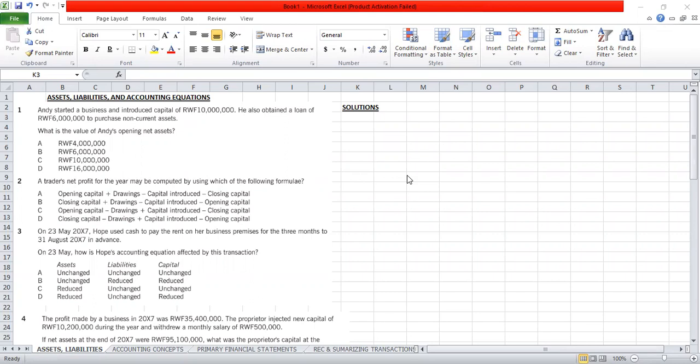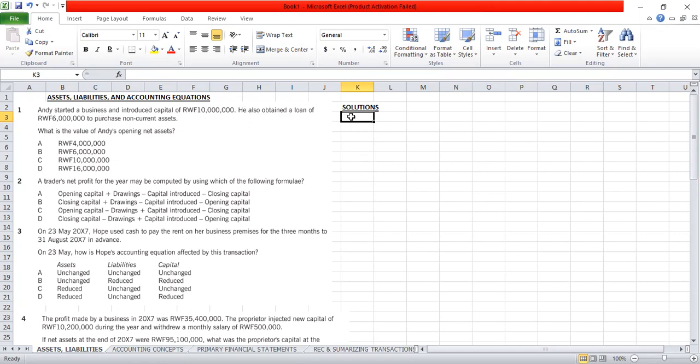The questions asked for the positions of accounting, director of finance and administration, and financial management specialist. Here we have different topics, and the questions we are going to answer are related to those topics. The first topic is asset, liability and accounting equation.